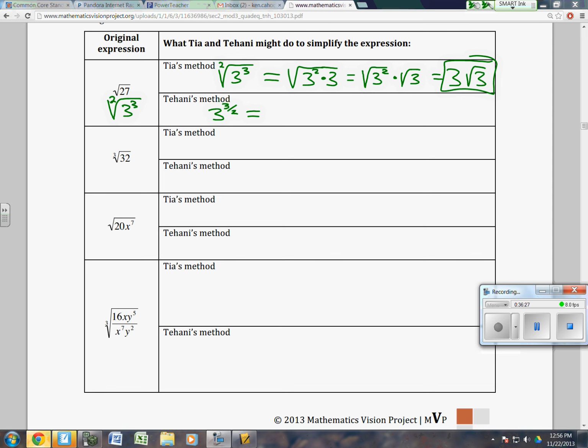Now, 2 will go into 3 how many times? 1 and 1/2 times, right? So we're going to go 3 to the 1 plus 1/2 power. What's 3 to the 1 power? 3 times 3 to the 1/2 power, right? We can read it like that using our rules. And what's the other way of writing 3 to the 1/2 power? Root 3. So either way, I get the same answer, either using radicals or rational exponents. I want you to see if you can.